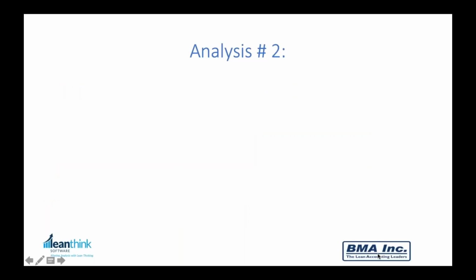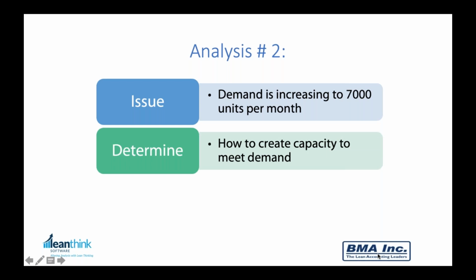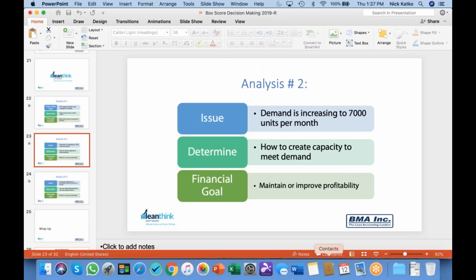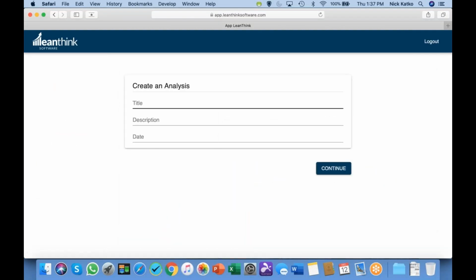What we want to do here is our demand is increasing to 7,000 units a month. And this is a permanent increase in demand. So we have to determine how do we create the capacity to meet that demand. And we have a general financial objective of maintaining or improving profitability. So let's go back to the software and let it create a new analysis.